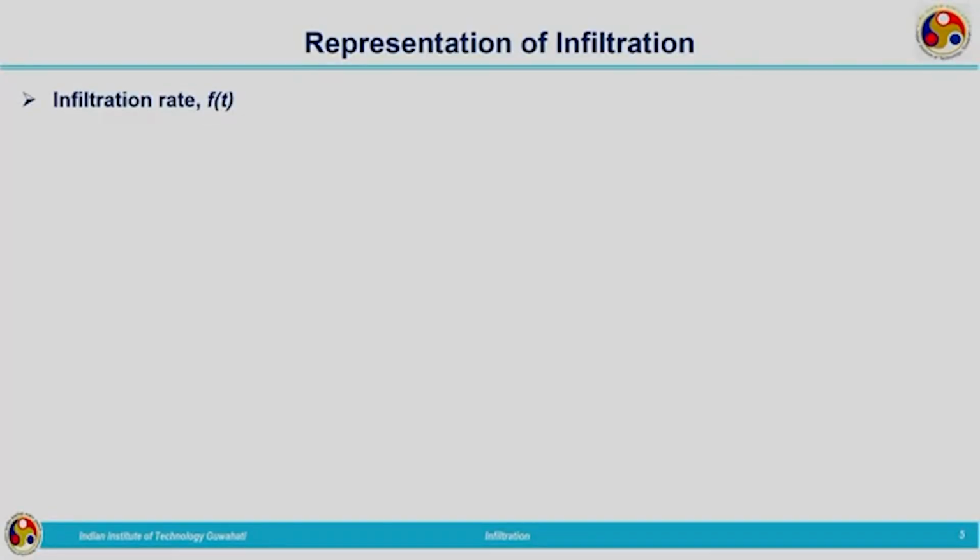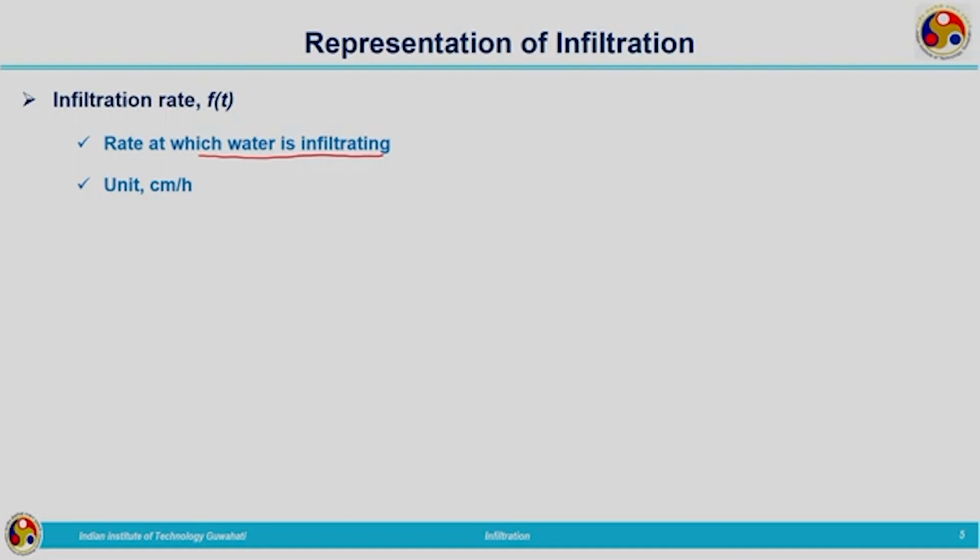So, representation of infiltration. One way of representing infiltrated water is by means of infiltration rate. Just as with intensity of rainfall, where we express the amount of rainfall occurring within a particular time, with the unit of length per time, in a similar way infiltration rate is the rate at which water is infiltrating. It is represented by small f of t, and the unit of infiltration rate is centimeters per hour. If you are using SI units, it can be converted.